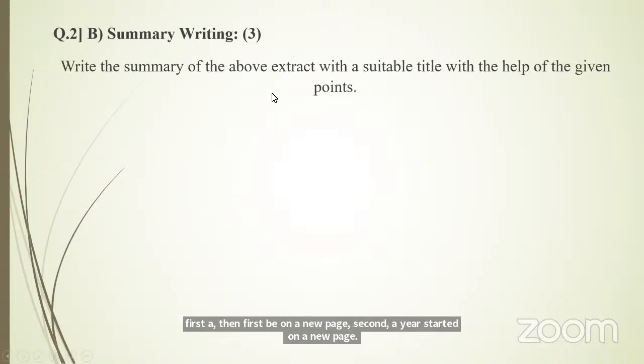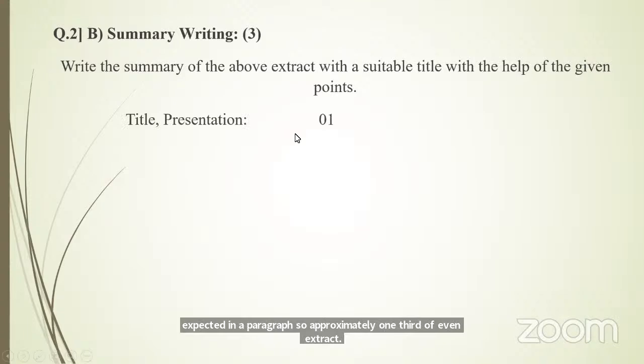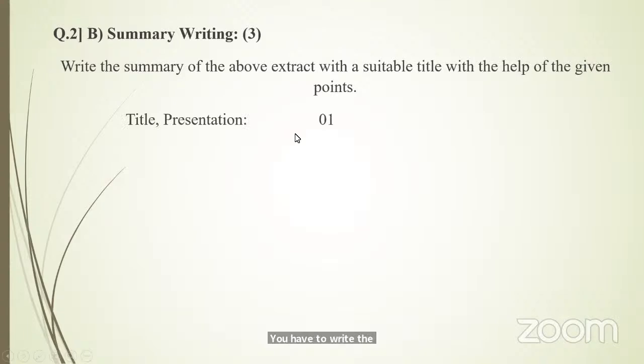So second B, that is summary writing, which is based on the given extract. You have to write the summary of the above extract with a suitable title with the help of the given points. Points will be given to you, but even though the points are given to you, it is expected in a paragraph. So approximately 1/3 of the given extract, you have to write the summary. There is 1 mark for the title and presentation. So obviously the title has to come above the summary.